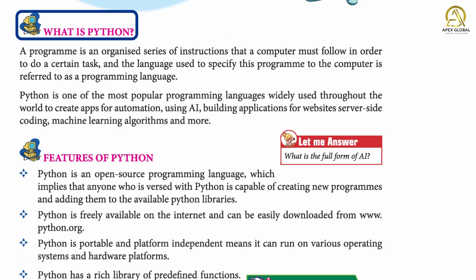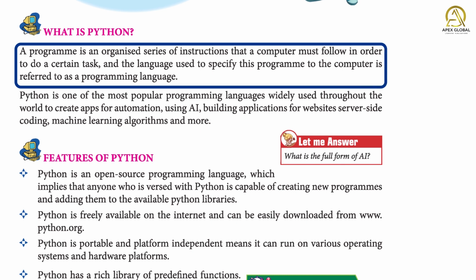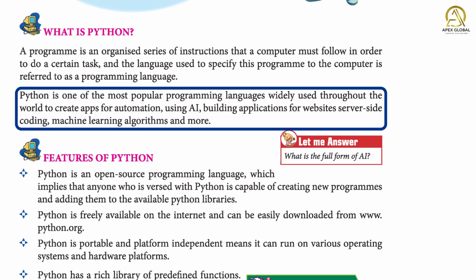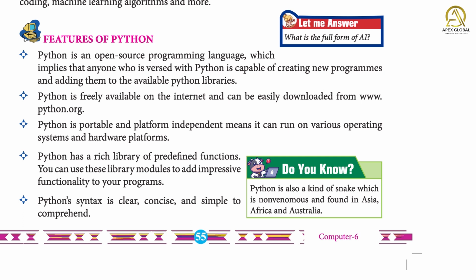What is Python? A program is an organized series of instructions that a computer must follow in order to do a certain task, and the language used to specify this program to the computer is referred to as programming language. Python is one of the most popular programming languages widely used throughout the world to create apps for automation using AI, building applications for websites, server-side coding, machine learning, algorithms and more. Let me answer. What is the full form of AI?